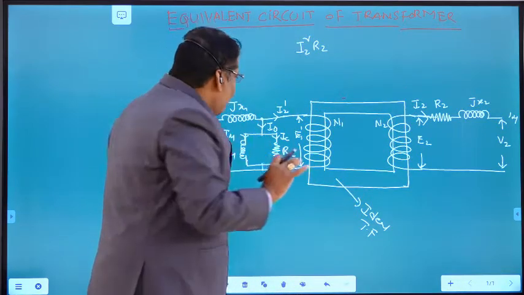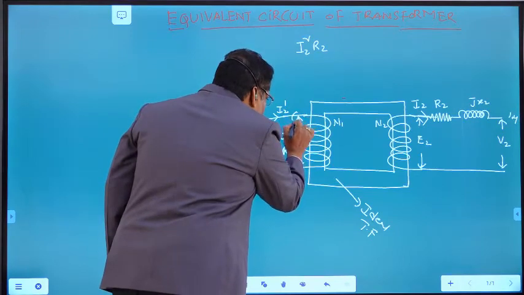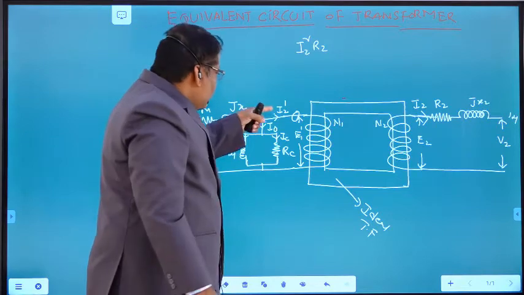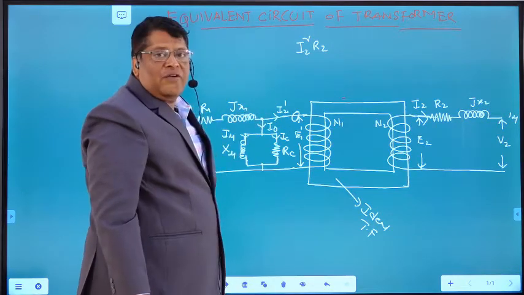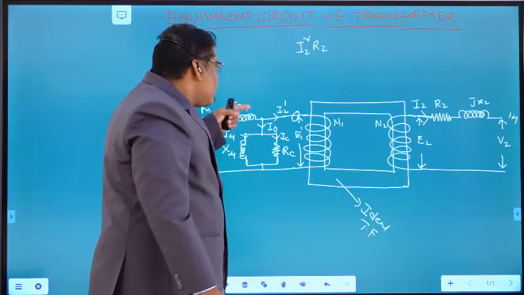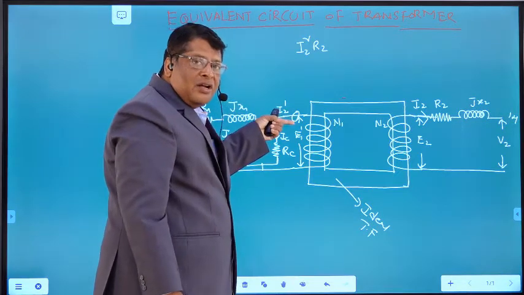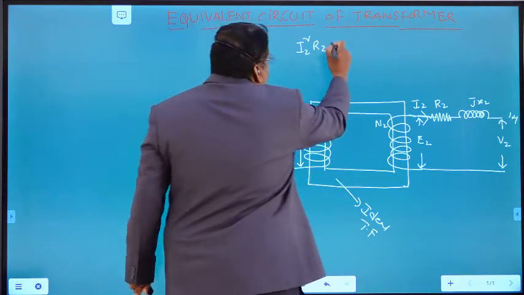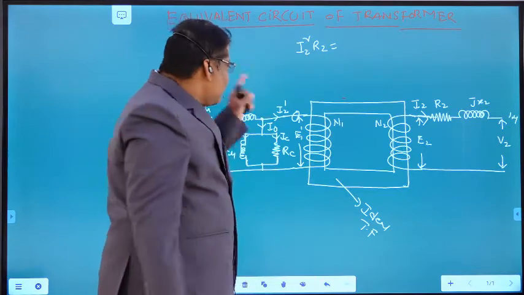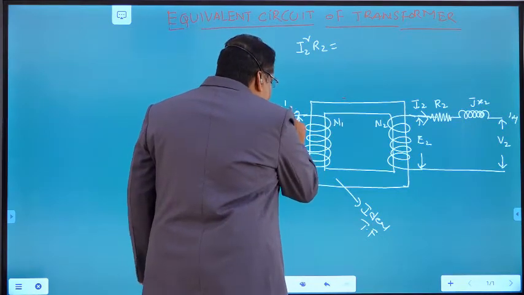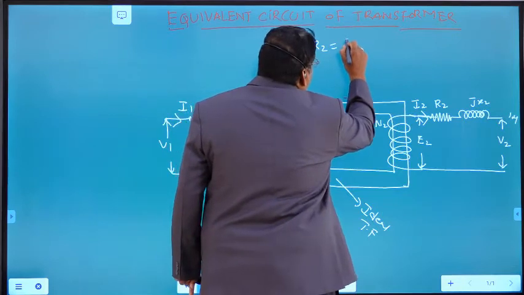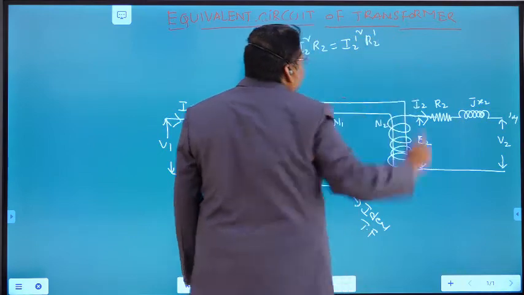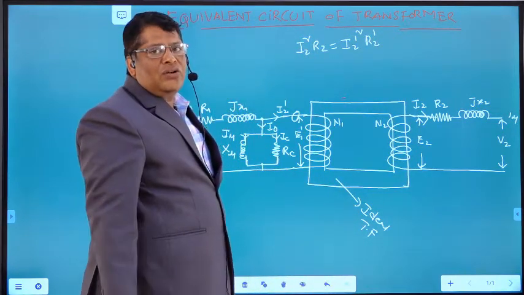Now we have to keep one resistor here. But in this branch, the current flowing is I2 dash. When I2 dash amount of current is flowing in this branch, how much copper loss occurs across this resistance? That should be equal to this one. If we keep one resistance here, the loss is equal to I2 dash square into R2 dash.